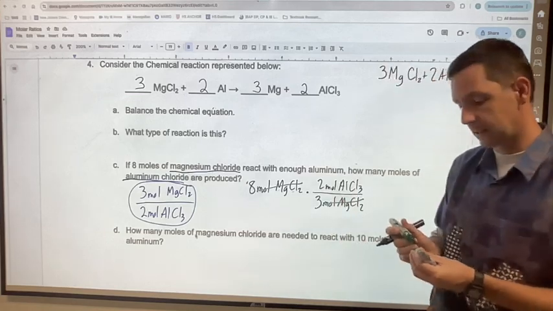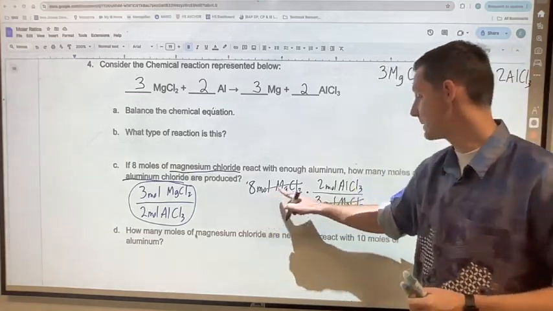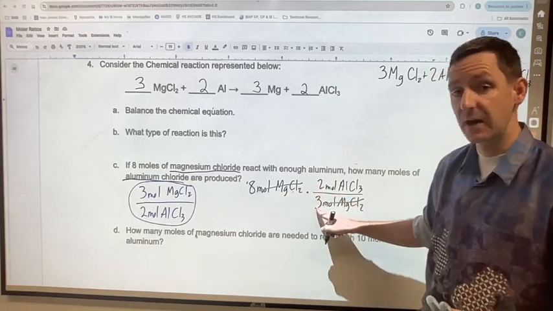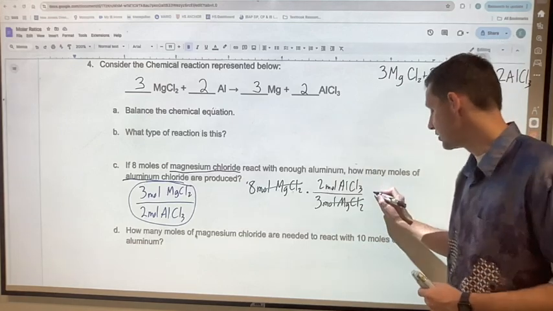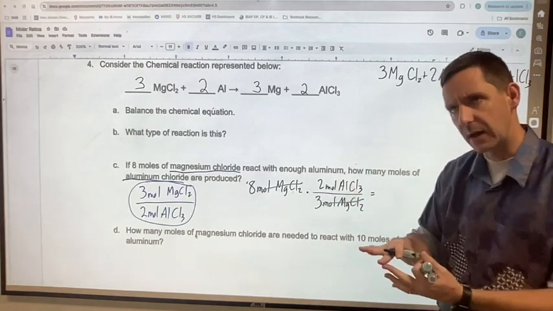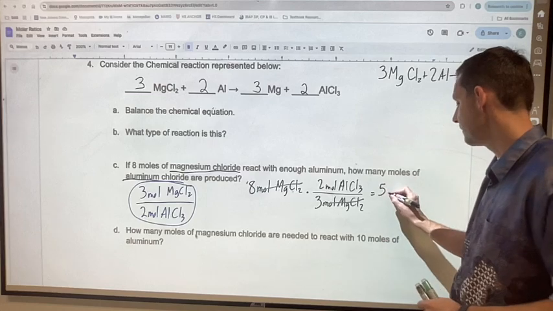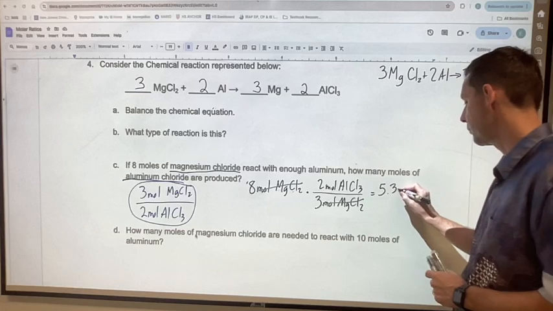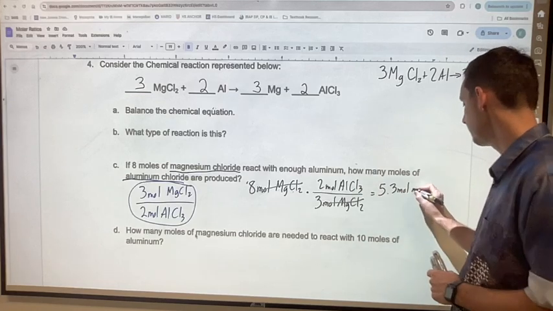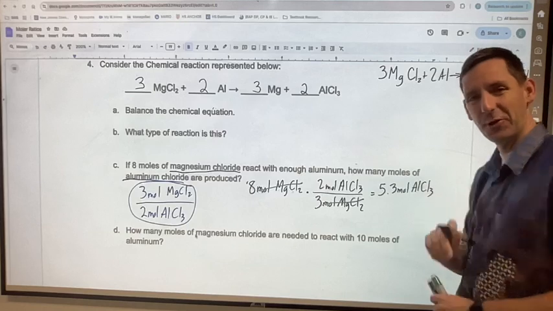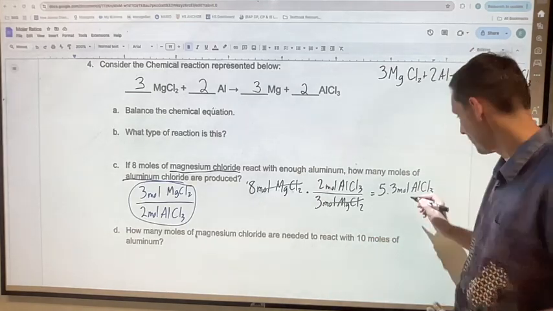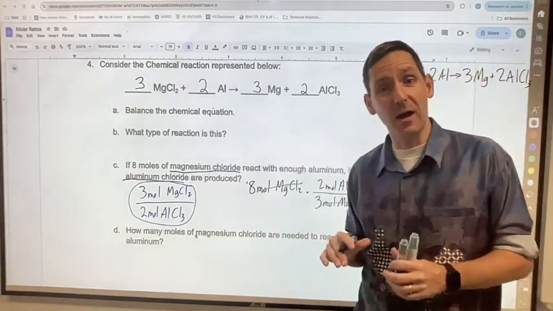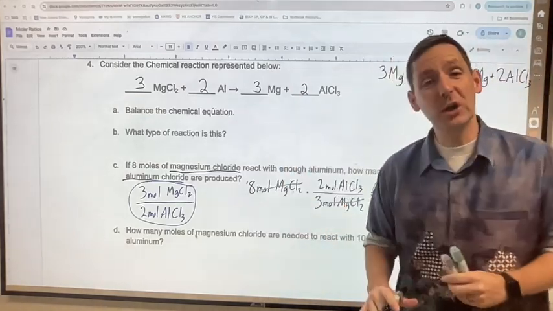And so in this situation, I'm going to go 8 times 2, which is 16, and then I'm going to divide by 3. And so I should get 16 divided by 3, which is 5.3333333. I'm going to go ahead and just leave it as 5.3 moles of AlCl3. All right, there we go. That is the answer. So hopefully you're getting a little more comfortable with this now that we've done about 3 of them. Okay, let's look at one more.